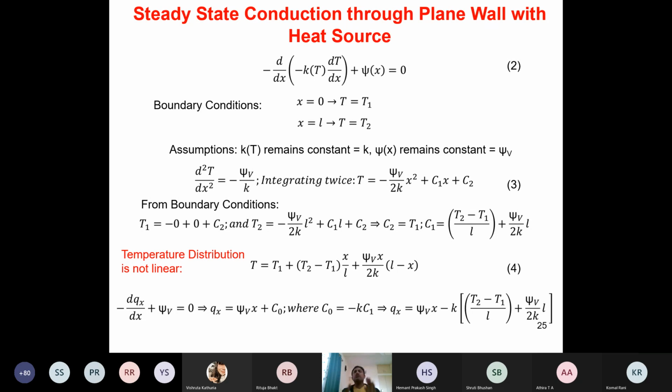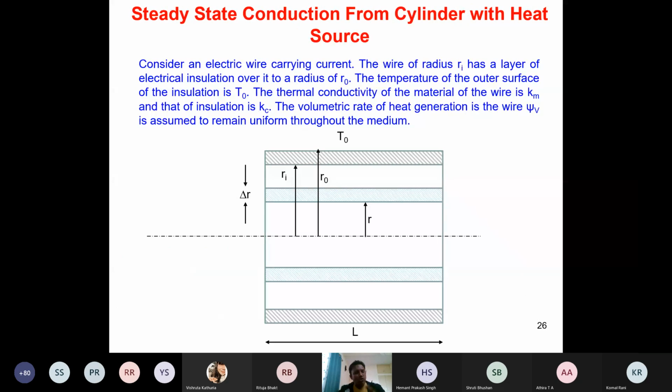So let's move to a slightly more complicated case, isn't it? This is the simplest case of a flat slab with heat generation. Now let's move to a slightly more complicated case where we are looking at a cylindrical system, a cylindrical wire in which heat generation is taking place.